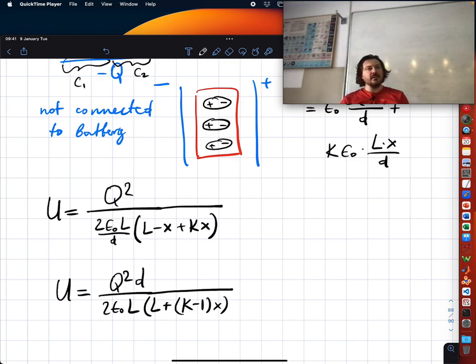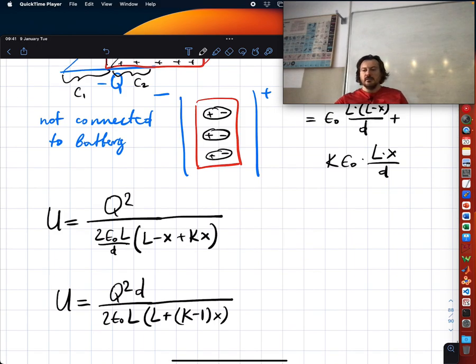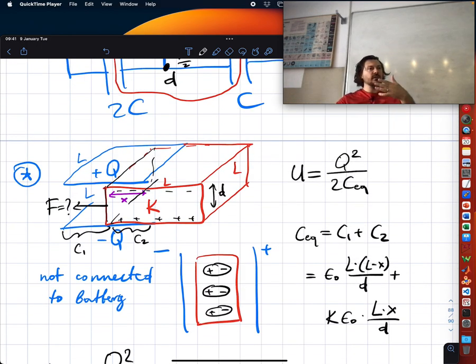So when X increases, does the energy decrease? Yes. What does it mean? We want X to increase more. When X increases, potential energy decreases, which means that the system wants X to be increased, and that corresponds to X going in, like the dielectric going in, right?